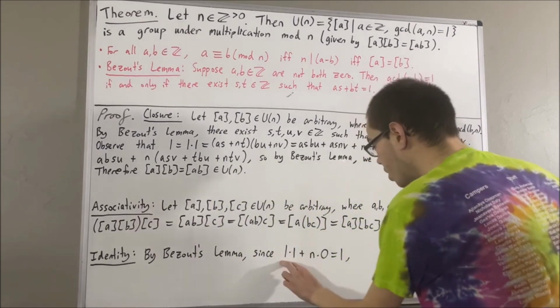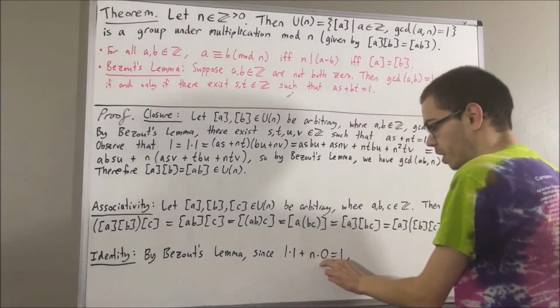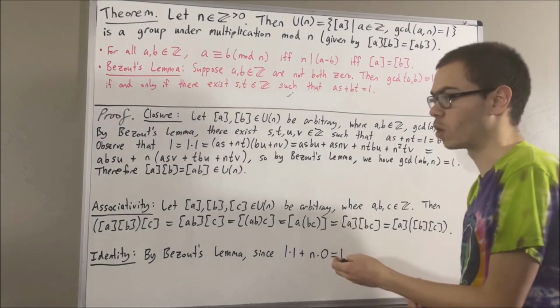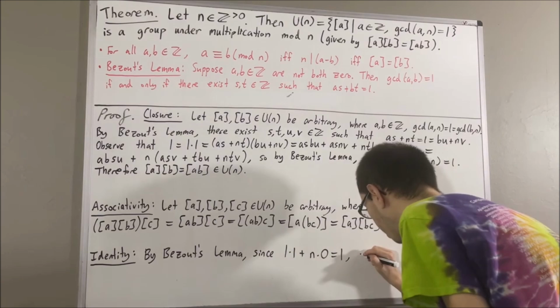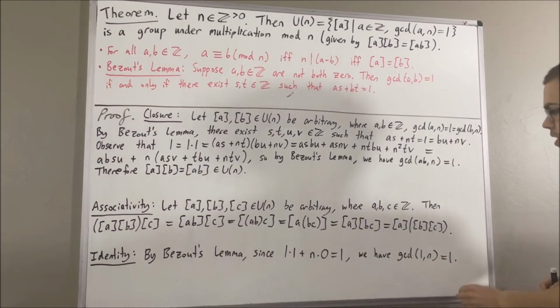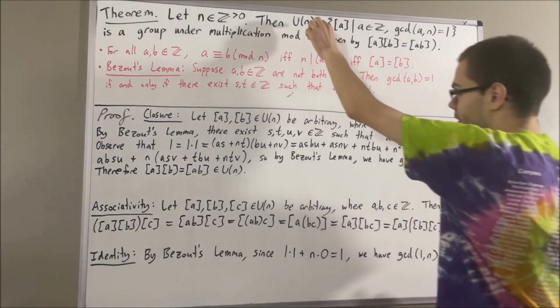So we see that 1 times an integer plus n times an integer is equal to 1. And that tells us that the greatest common divisor of 1 and n is equal to 1. And this tells us that the equivalence class of 1 satisfies the requirement to be an element of U(n).